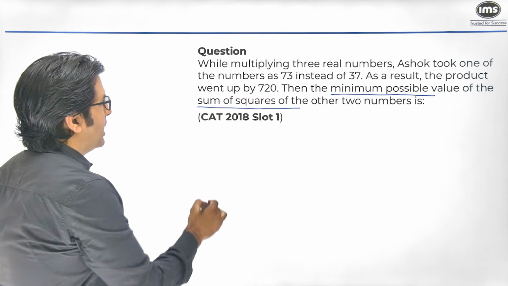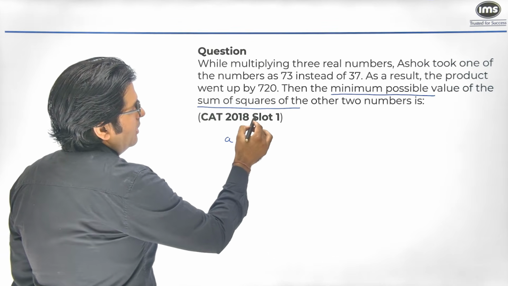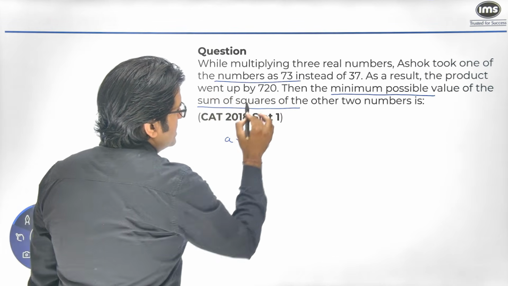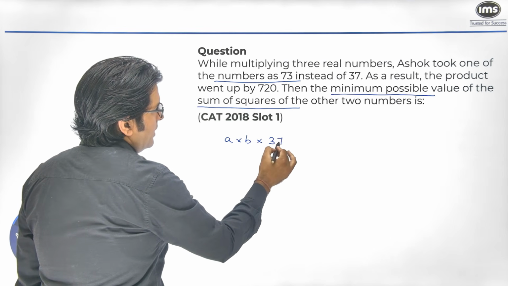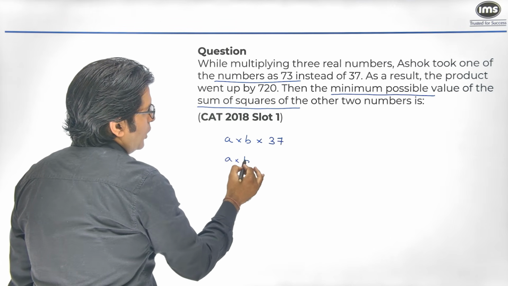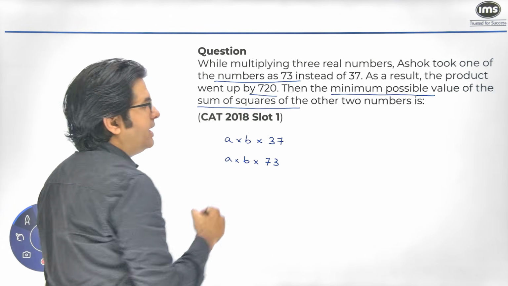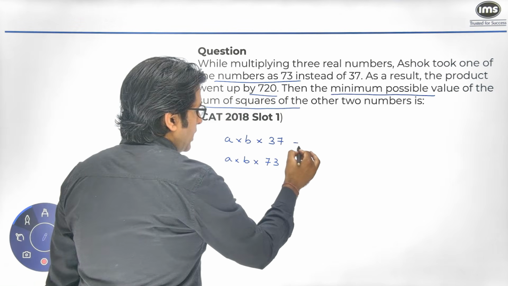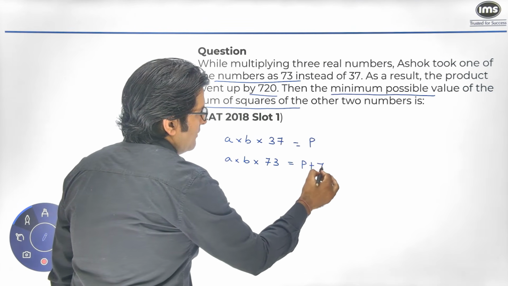Some relationship that you would have studied that gives you minimum value. So they are saying they multiplied 3 numbers. Let's say the 3 numbers be A, B, and C, and Ashok took one of the numbers as 73. So let's say one number was initially 37, but while multiplying, he took that number as 73. As a result, the product went up by 720. So if earlier the product was P, now the product became P plus 720.